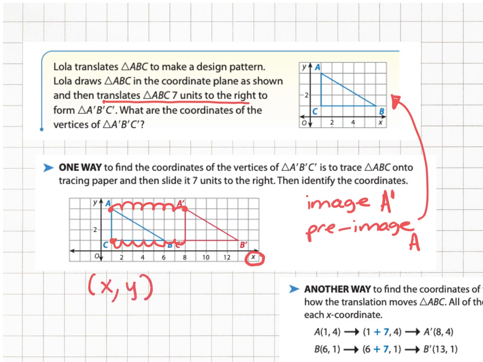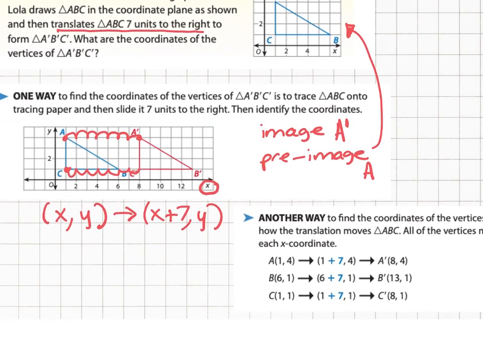One way to draw that would be, we could say that we start with the coordinates x comma y, and then our math language would be x plus 7, and our y stays the same. We've shown that down here. A started as 1 comma 4, and then we moved it to the right 7. That's a plus.